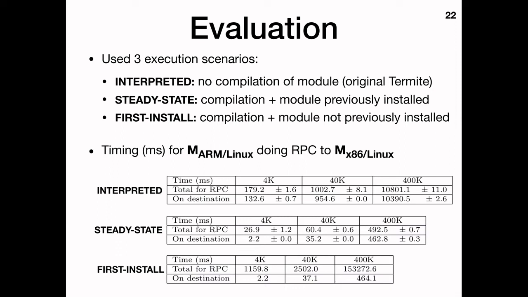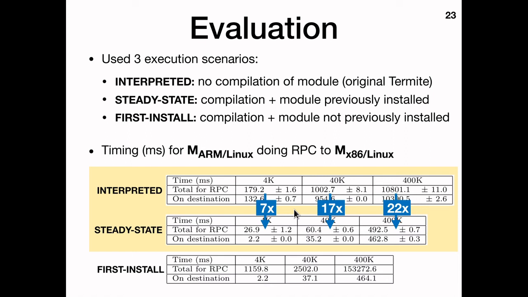Here's the timing between ARM Linux and x86 Linux. We had a considerable speed up. The 4K was 7 times faster. The 40K was 17 times faster, and the 400K 22 times faster.